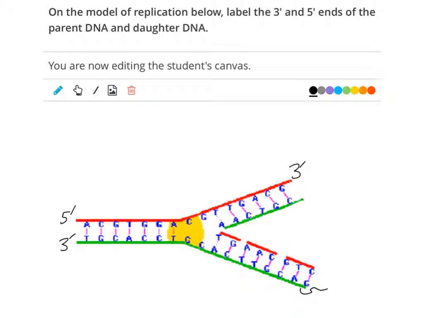For the daughter DNA, it also has to be the opposite of the parent DNA, so this end here has to be 5' and across from it 3'. And the final daughter strand on the lagging side has to be 3' to be opposite of the parent, and on this end 5'. When everything is said and done, there are 1, 2, 3, 4, 5, 6, 7, 8, 5' and 3' labeled.